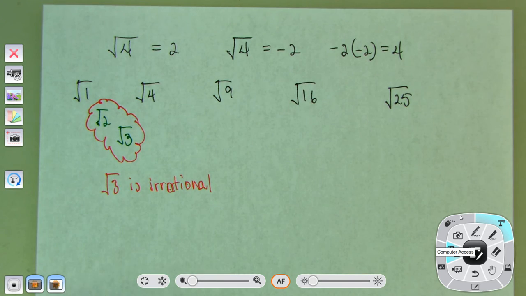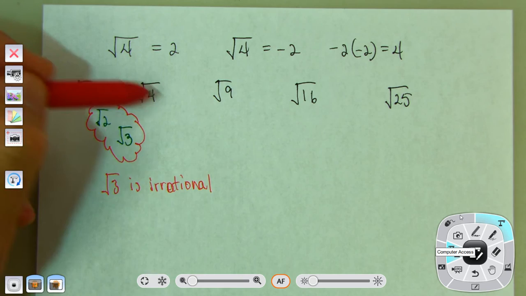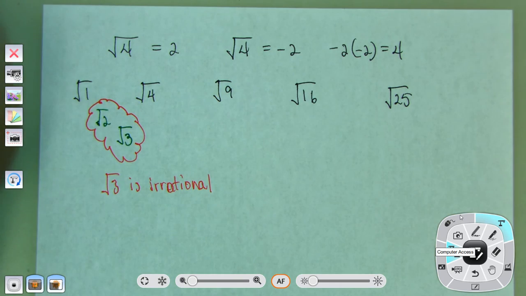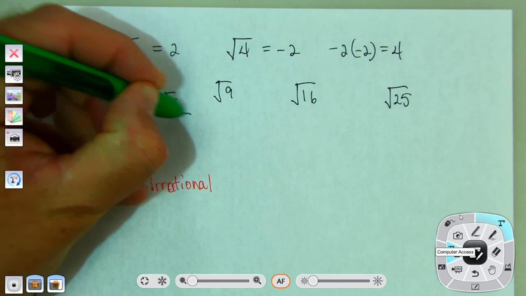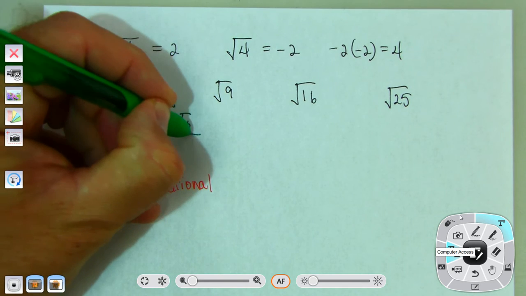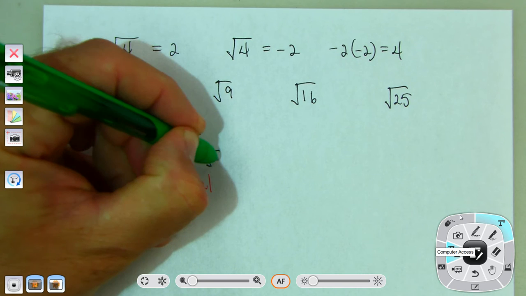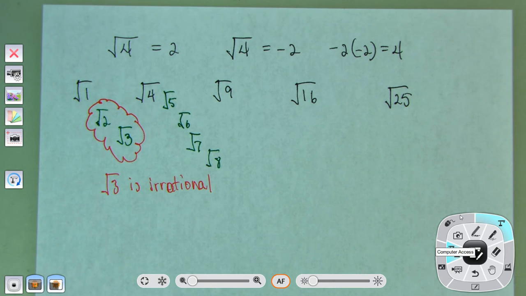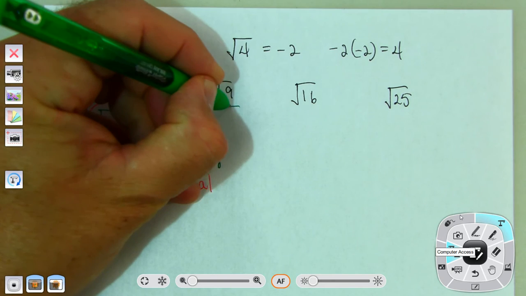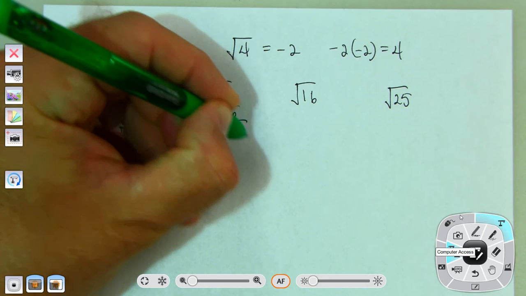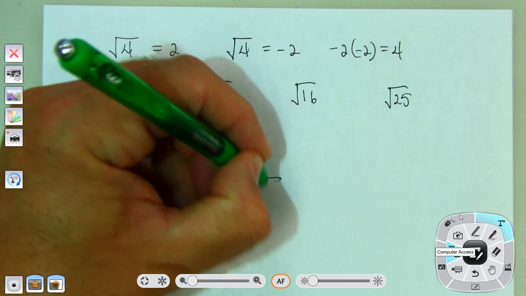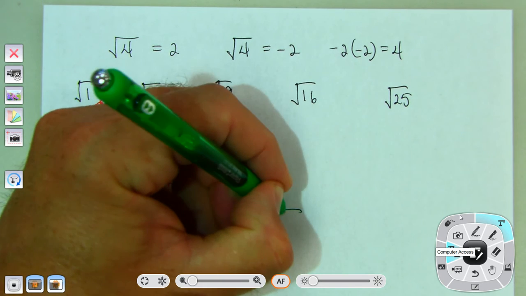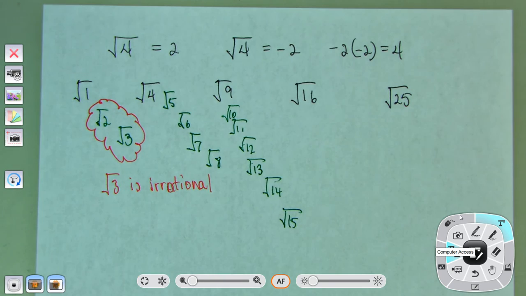In fact, every radical between the perfect squares will be irrational. So that means the square root of 5, square root of 6, square root of 7, square root of 8. Those are all irrational. Square root of 10, 11, 12, 13, 14, 15. Those are all irrational.